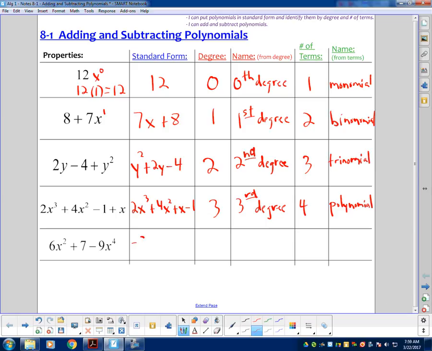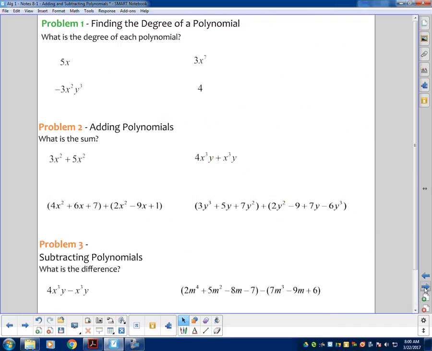The last one, we need to rearrange it so the x to the 4th term is first. This one is of degree 4, so we call it a 4th degree 3-term trinomial. So that's identifying polynomials by degree and by number of terms. Let's practice a little bit here.